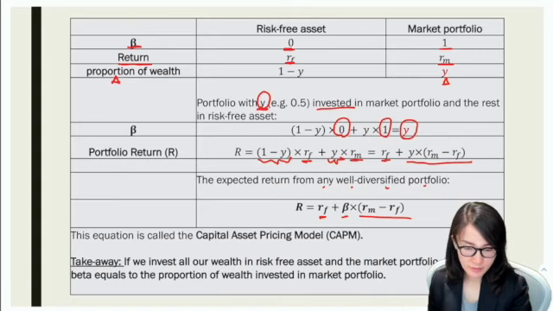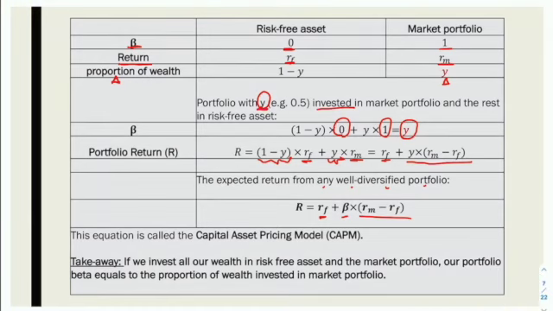The takeaway from this whole table is that if we invest all of our wealth in the risk-free asset and the market portfolio, these only two assets we choose between, our portfolio beta will equal the proportion of wealth invested in the market portfolio.